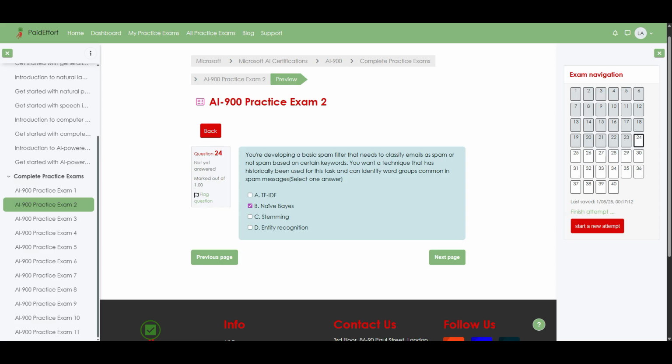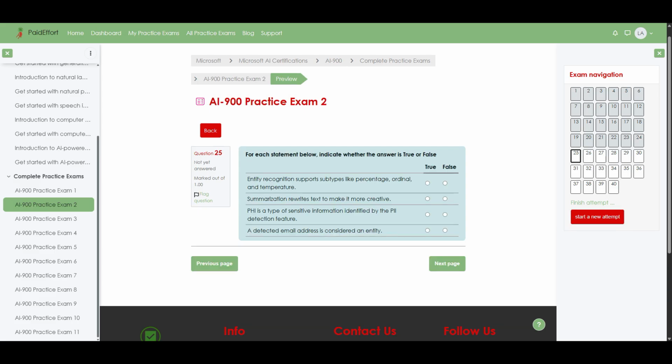record in spam detection. For each statement below, indicate whether the answer is true or false. Entity recognition supports subtypes like percentage, ordinal, and temperature. True. Summarization rewrites text to make it more creative. False. PHI is a type of sensitive information identified by the PII detection feature. True. A detected email address is considered an entity. True. Let's go through the explanation now.